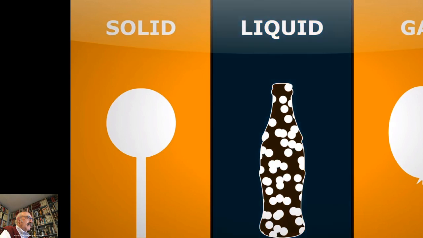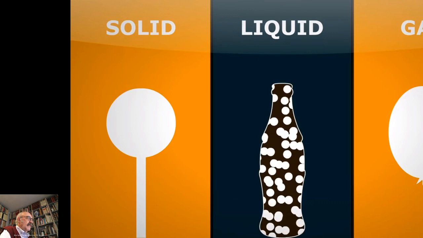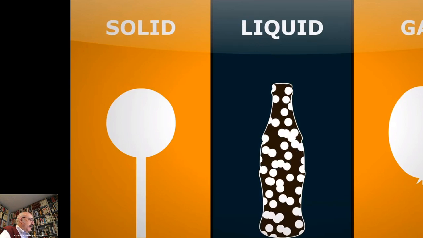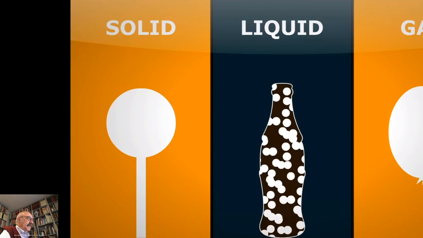Now let's look at the liquid. As we can see, they're still really close together, they're all touching, but they have enough energy just to slip over the top of one another and move about, partially overcoming their bonds. There's also no order here whatsoever, with the particles constantly shifting and moving about.